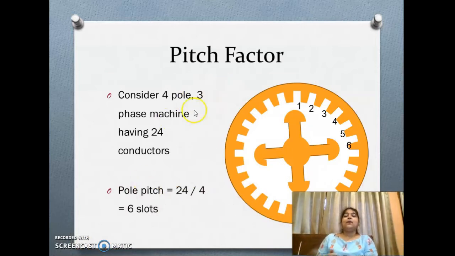Okay. Now in this, we are taking an example. This example we have seen before. We are going to take the same example, that we are having a 24 slots stator and four poles are there. So the number of slots per pole, which is the pole pitch, is given by 24 by 4, which is coming out to be 6 slots. So we have 6 slots between two poles.